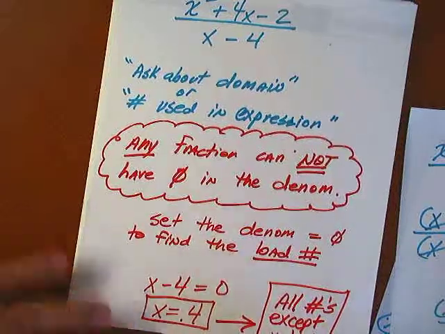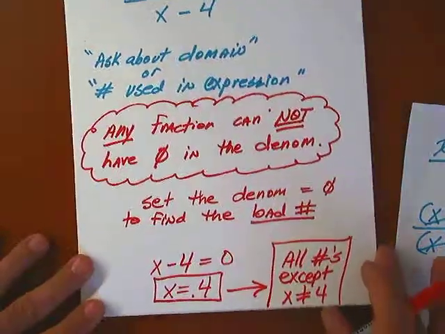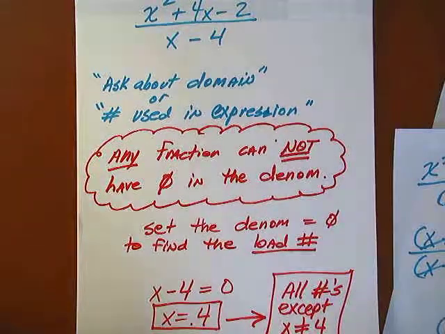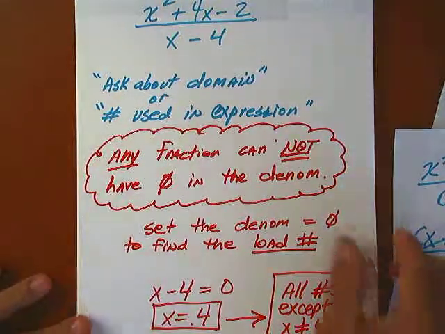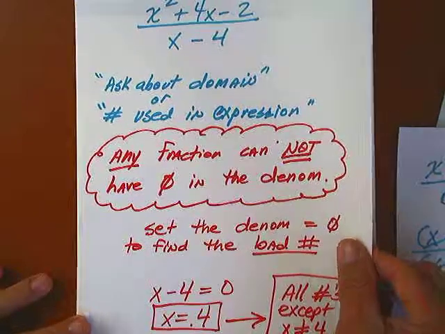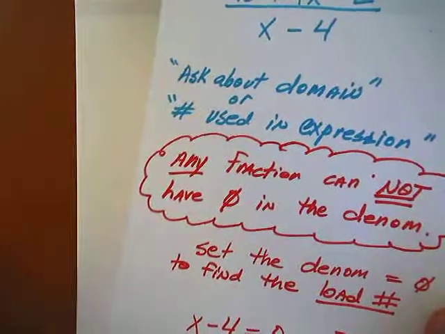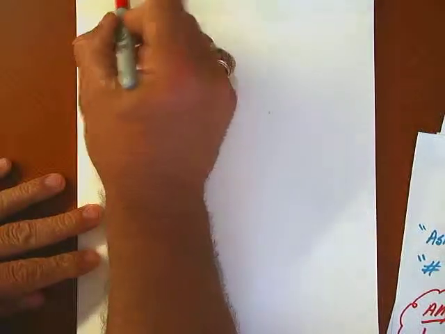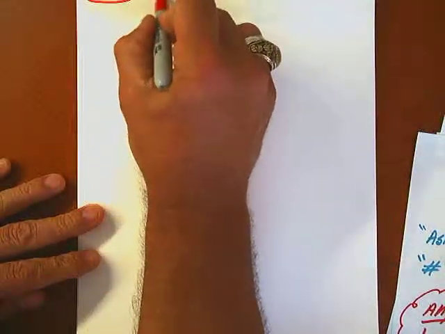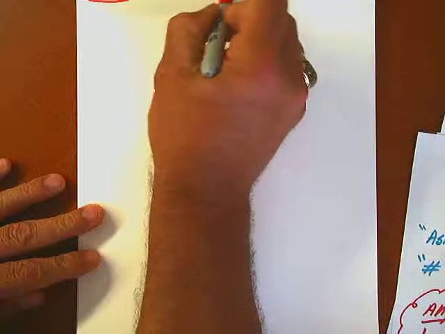So you can use all numbers except x cannot equal 4. And that's how you find what numbers you can use for your expression. Always set the denominator equal to 0. And that's also in 6.1/6.2. I think I'm covering 6.1 to 6.3. 6.4 and 6.5 I think is adding and subtracting fractions.